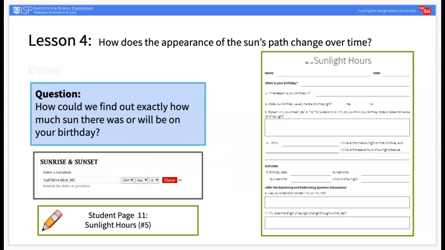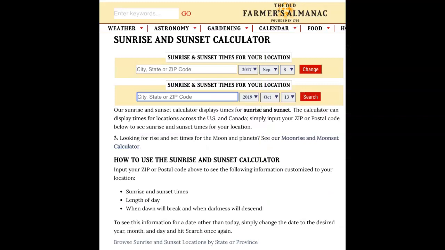In the Explore portion of this lesson, students will consider how they could find out exactly how much sun there will be on their birthday. Additionally, students will predict when they think the most amount of daylight and the least amount of daylight occur. One option is to have pairs of students analyze sunrise and sunset charts.